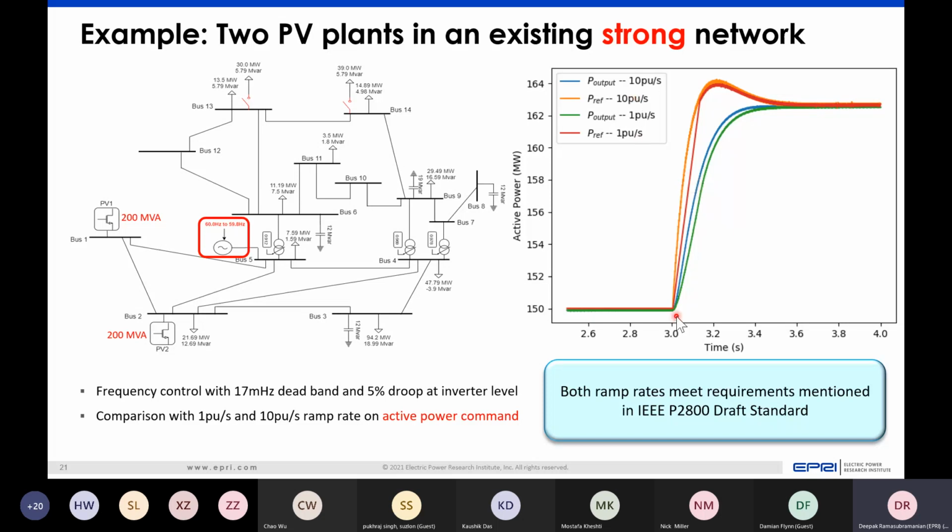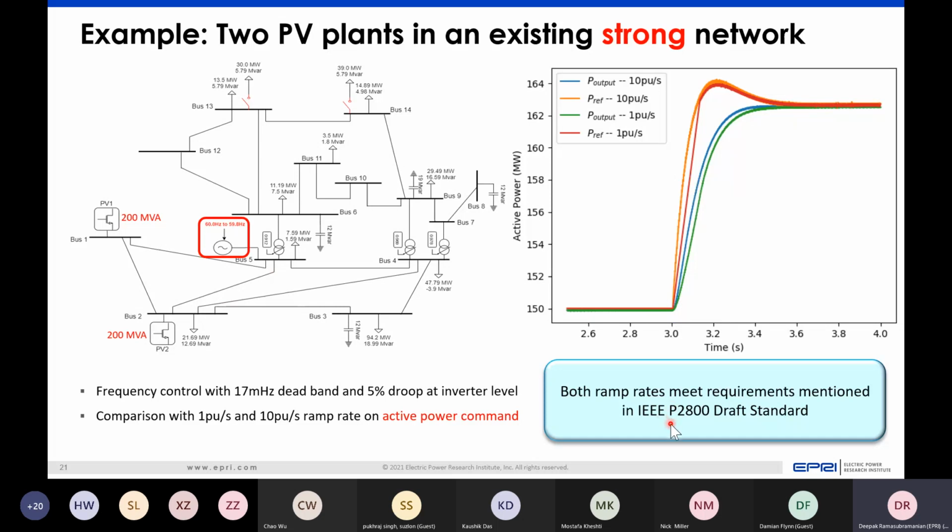The phase lock loop has a time constant of roughly 200 milliseconds here, which is why, although the step change in the frequency happened at 3 seconds, you see the response coming in only around a couple of hundred milliseconds later. So both these scenarios, in a strong network, meet the ramp rate requirements, they meet the requirements specified in the draft standard.